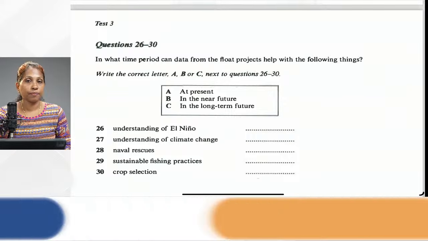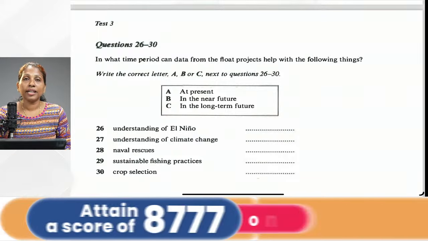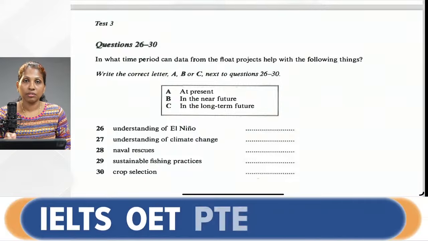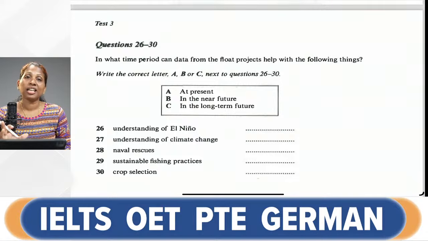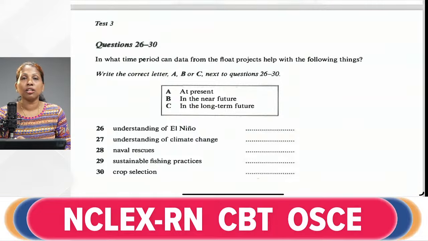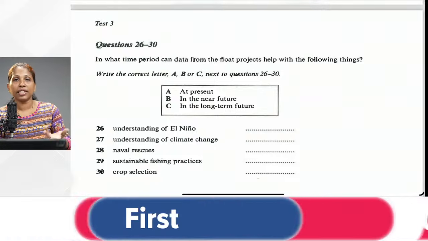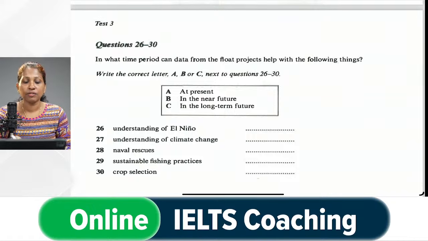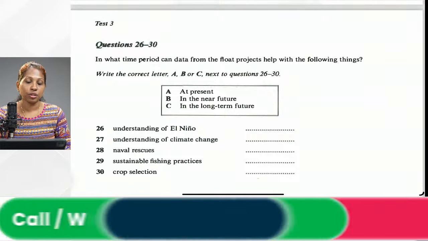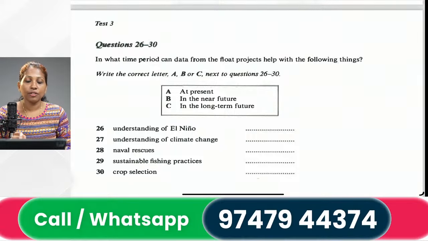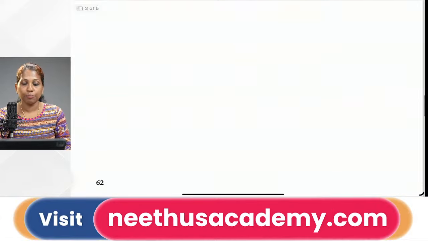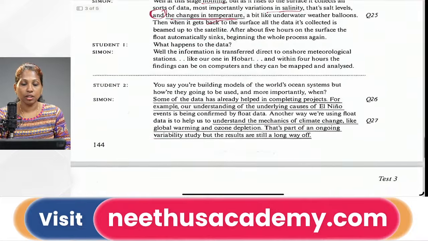Similarly till 30. What are the uses of the data collected from the float, and how much time will it take for these things to be done, or to attain a particular purpose? Let's go to the trends. First we'll look at understanding of El Nino. That's a term which is mentioned. It will happen at present, in the near future, or in the long term future. So let's go to the transcript about the time period of the data from the float.